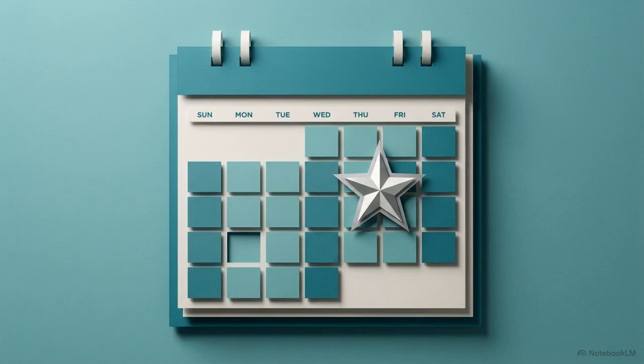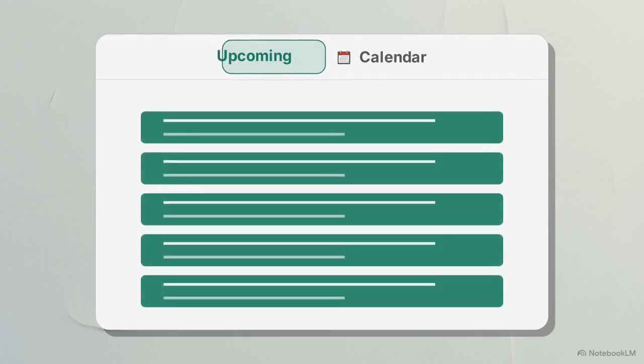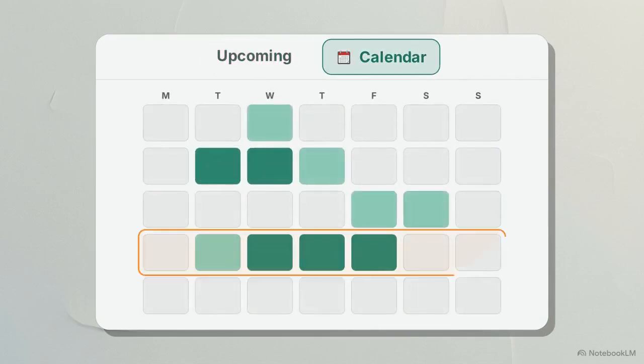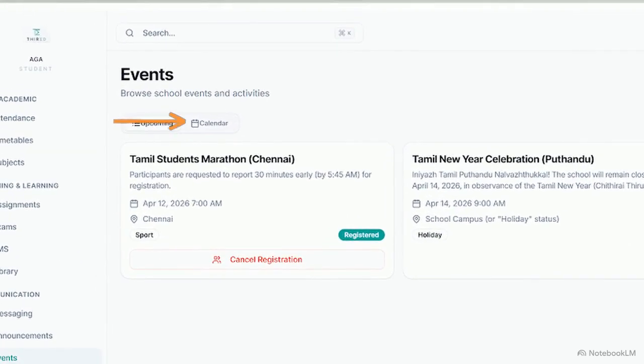Next, we move to the Events module. This section features a dual-view architecture because different types of planning require different layouts. This is the default list view. It acts as your tactical, immediate action list, laying out individual cards so you can quickly review active registrations and upcoming events. To look further ahead, you can switch the interface to a longer-term strategic layout by clicking the calendar toggle in the top left.